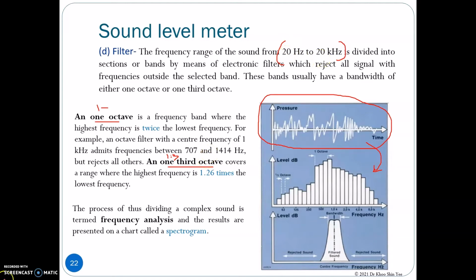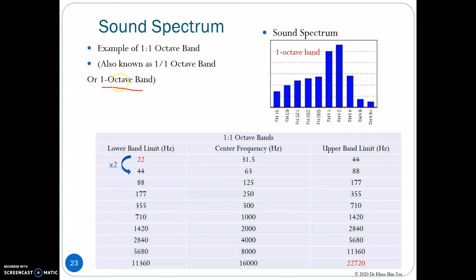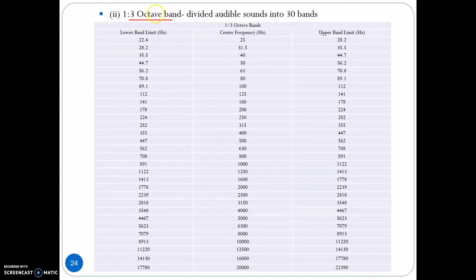Previously, we have learned that for the 1 octave band, in total it has 10 bands from 20 Hz to 20 kHz. And the lowest frequency for the first band here is 22 Hz as shown here. To find the upper frequency limit, you can multiply it by 2, so you obtain 44 Hz here. Also, you have learned that 1/3 octave band divides the audible sound into 30 bands as shown in this table. And the upper frequency can be obtained by multiplying 1.26 with the lower frequency.